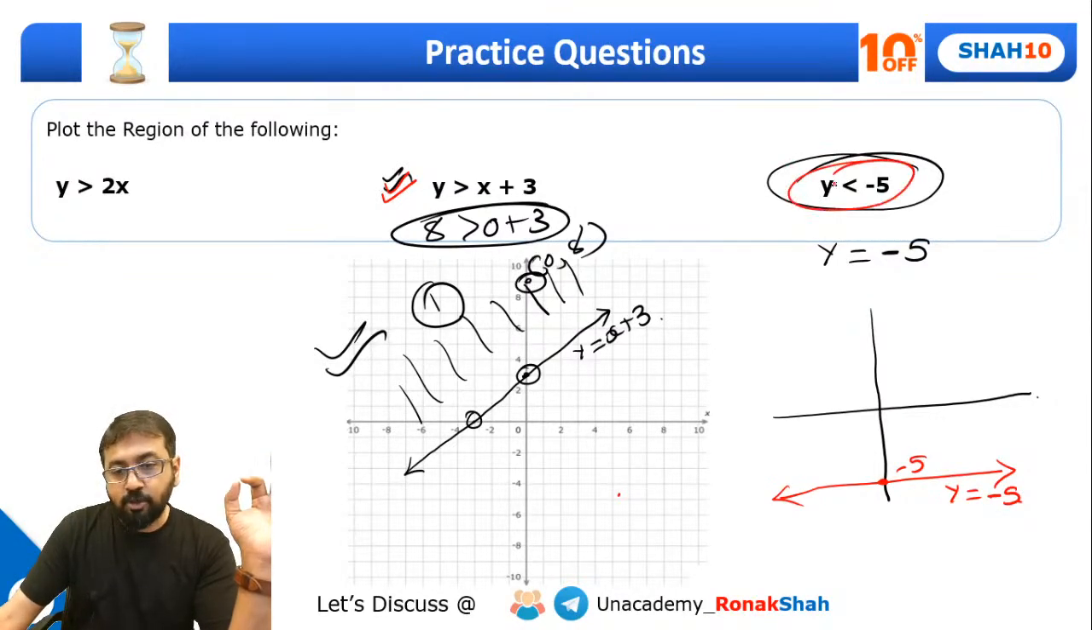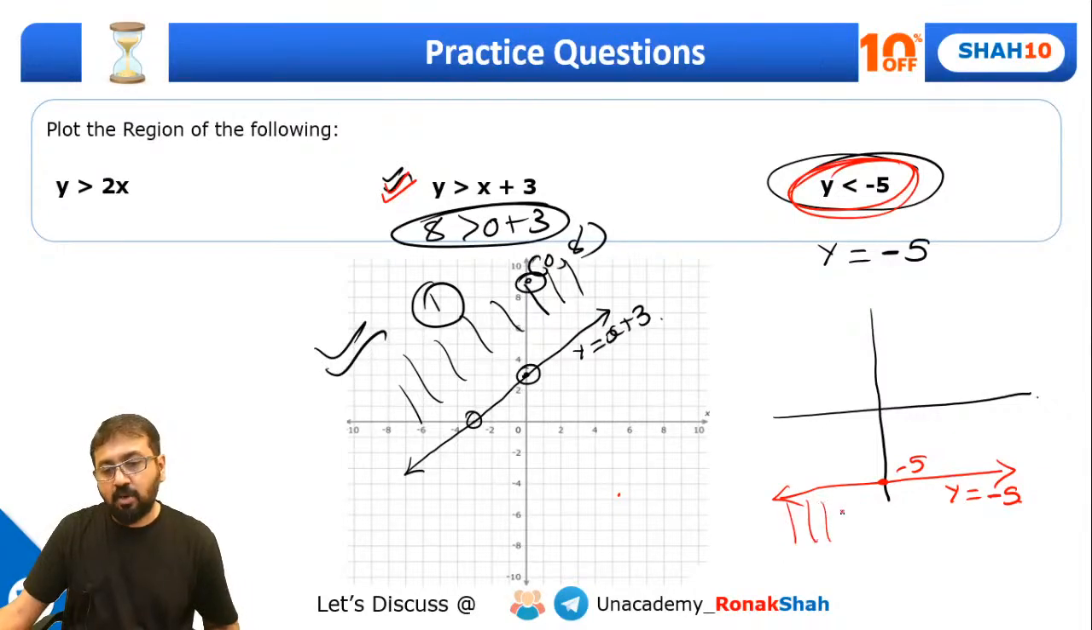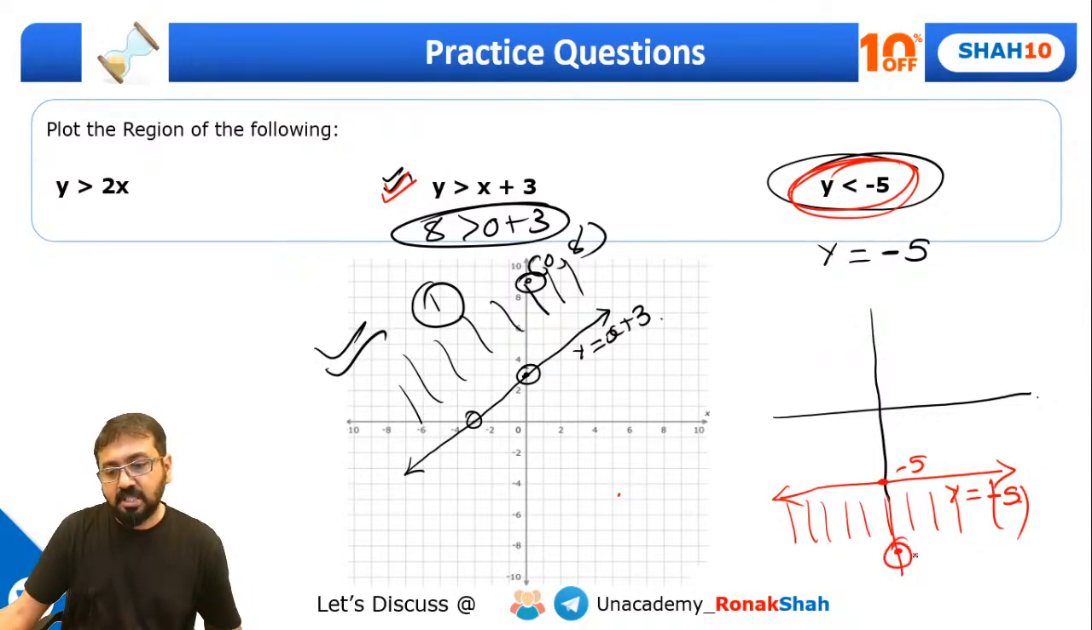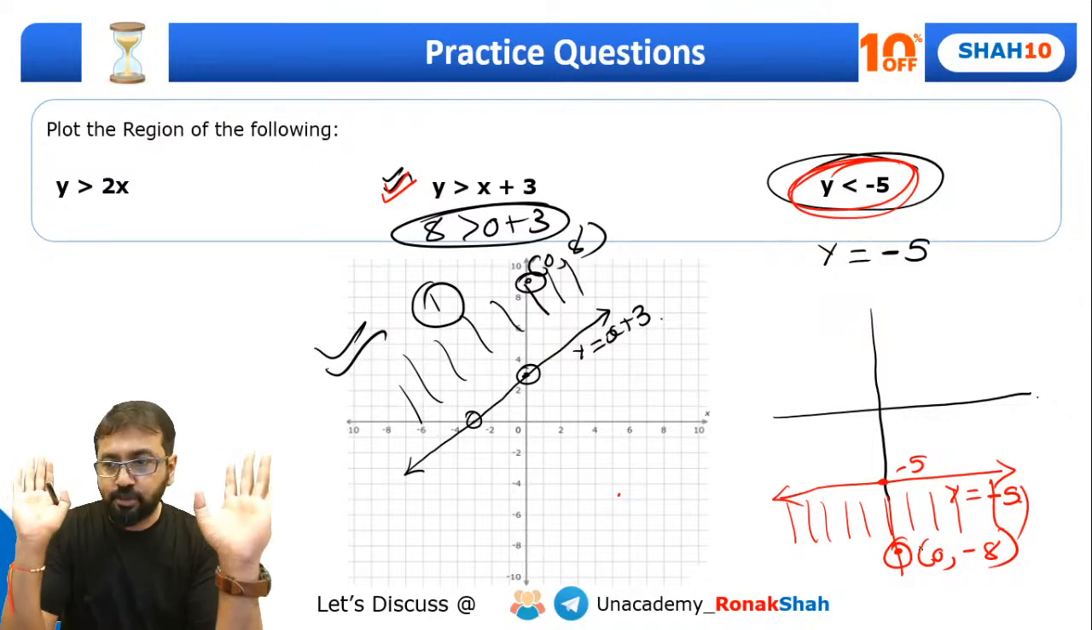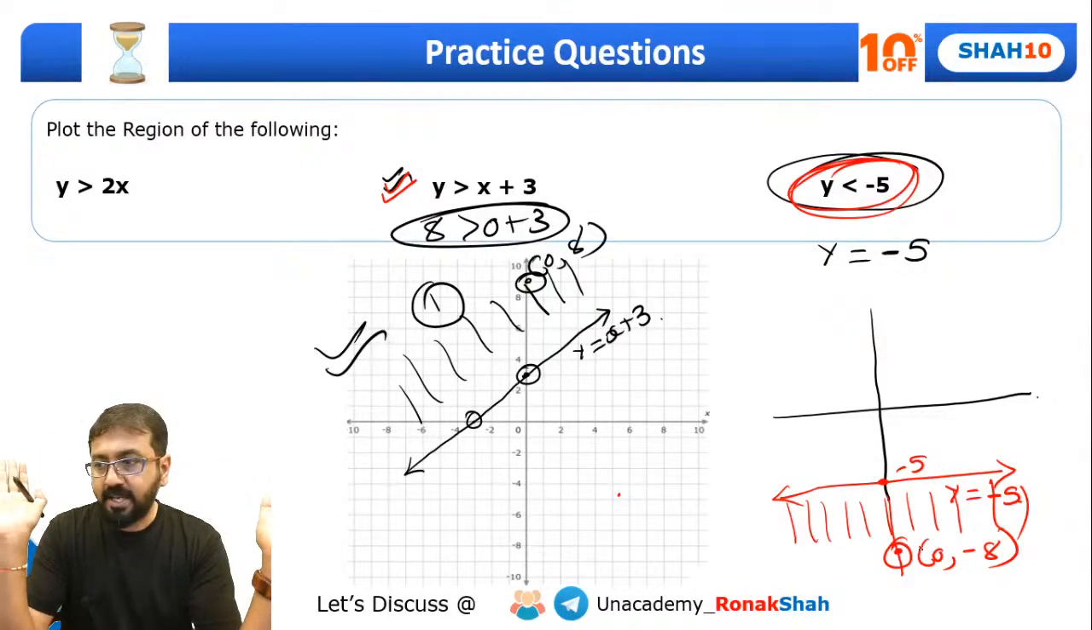Now we want y to be less than -5, so we'll take all the points below that. If I take a point over here, this point will have a y coordinate less than -5, say -8. So this is what we want. This is the solution region. I'm sure all of you have understood now. It was a simple point, guys.